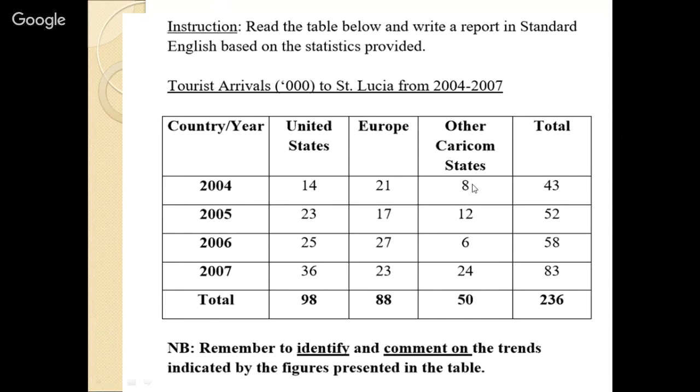So the trend is one of fluctuation. The figures are fluctuating because you have 8, then 12, so it goes up, then it goes 6, then 24. So Taylor, it would not be increased because we see the figure going down, going up, then down, then up again, right? Yes, Andrews, you are correct.